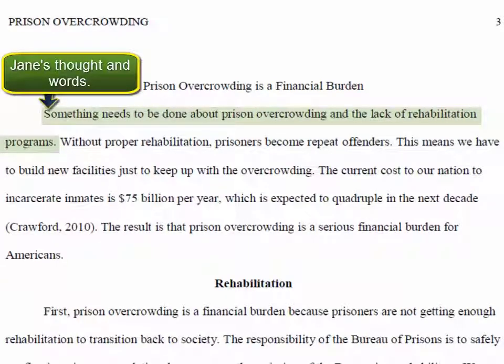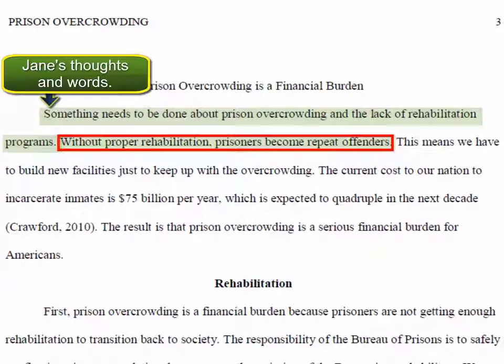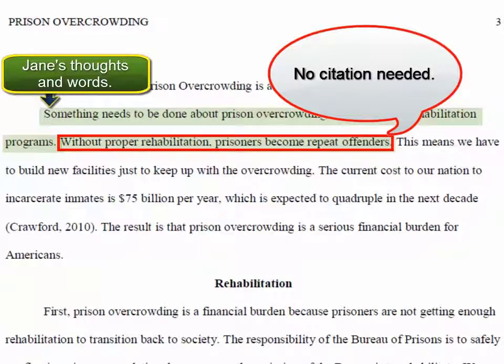Let's label this green, for it's Jane's thought and opinion expressed in her own words. Next, without proper rehabilitation, prisoners become repeat offenders. These are also Jane's words. However, does this idea that the lack of rehabilitation causes repeat offenders need a citation? No, it does not. Anyone who has studied this issue, and Jane has, knows the terrible problem of repeat offenders because of the lack of rehabilitation in these human warehouses we've created.